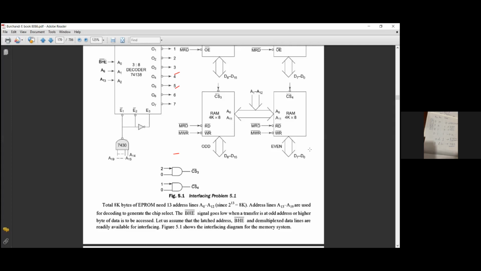Why, sir, is this one there? Why, sir, is this one not there? It is connected with memory read with read bar, memory write with write bar. This is common. OE bar is connected with the memory read. This is common in 8085 and 8086 also. No issues for that. Is it clear? Yes, sir. Next, go down.